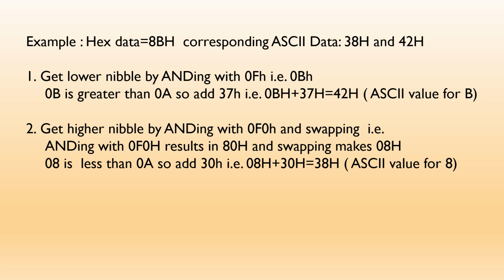I'll store the result. Next, I'll get the higher nibble by ANDing the hex data with F0 and swapping. If I AND with F0, the result will be 80H. I'll swap the nibbles to make it 08. Since 08 is less than 0A, I'll add 30 to it. So my ASCII converted result becomes 38, which is the ASCII value for the hex 8.